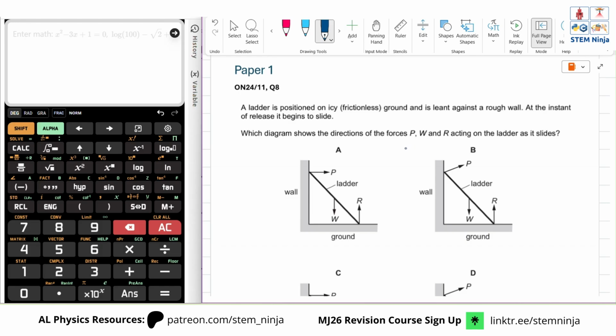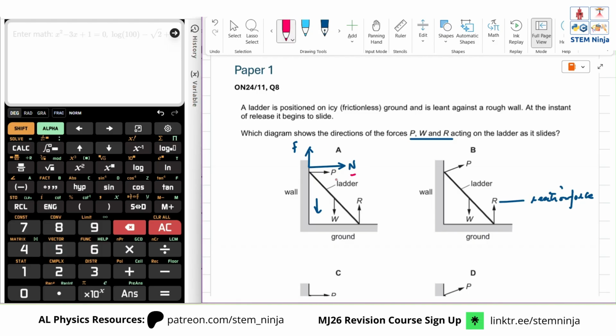Now, a common mistake students actually made in this is taking P and R to be the normal reaction forces. So they're not strictly just normal reaction forces. Since the ground is frictionless, R is the reaction force because there is no other force acting. But P, on the other hand, is the sum of two forces. Since the ladder is sliding down, the wall is offering friction upward. The normal reaction force, let's call it N just for the time being, would be this way.